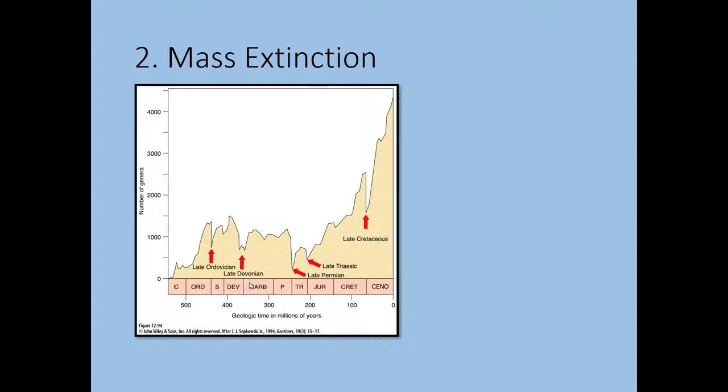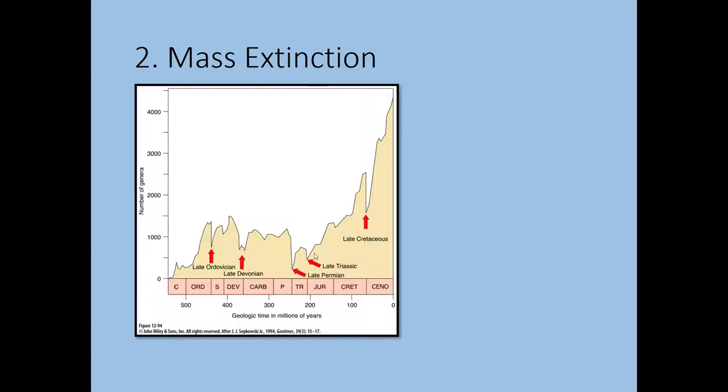We'll learn more about that in a little bit. Then you have the Permian. So there's a mass extinction in the late Ordovician, one in the Devonian, which we don't really talk about too much. We'll spend a lot of time talking about the late Permian extinction. It's also referred to as the Great Dying.